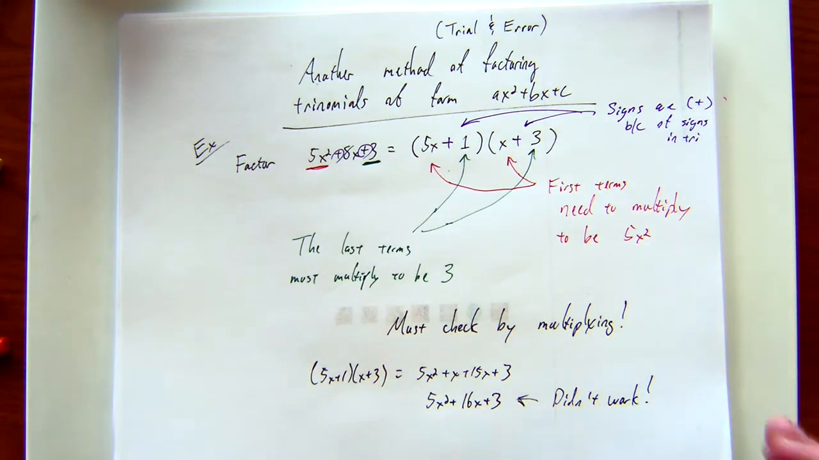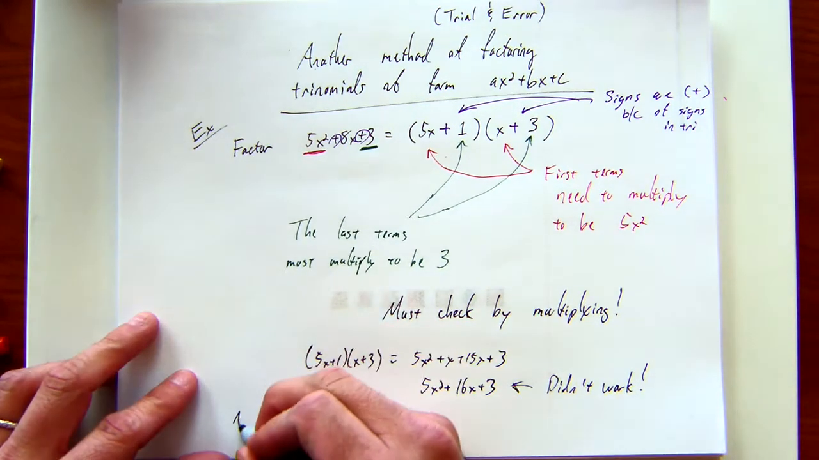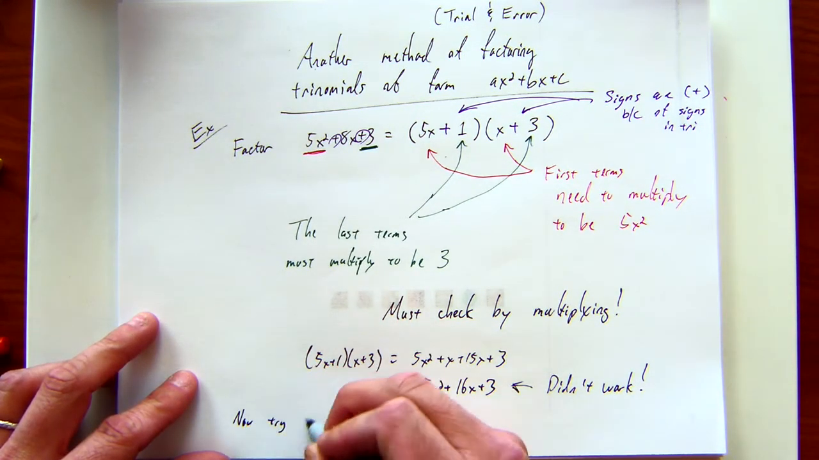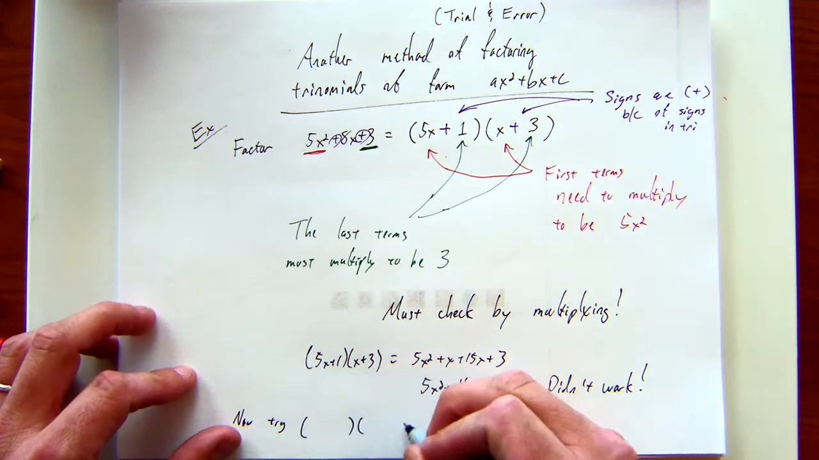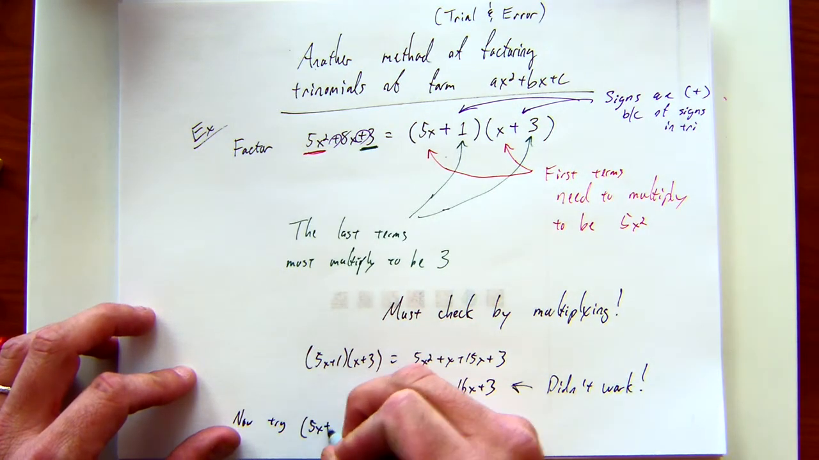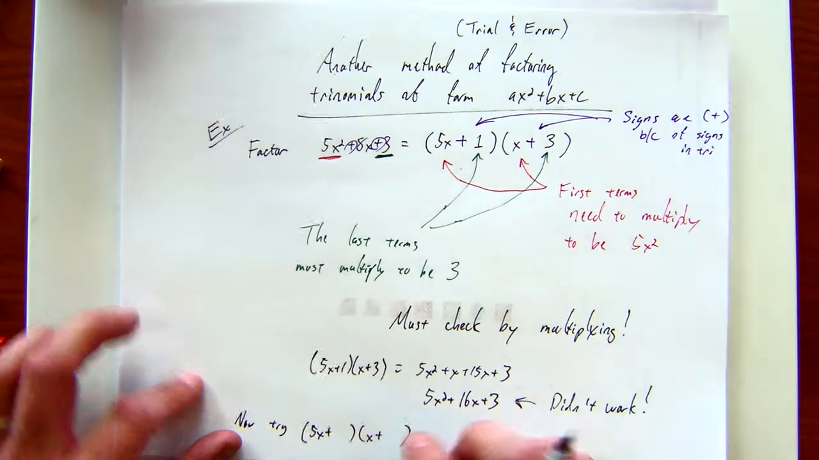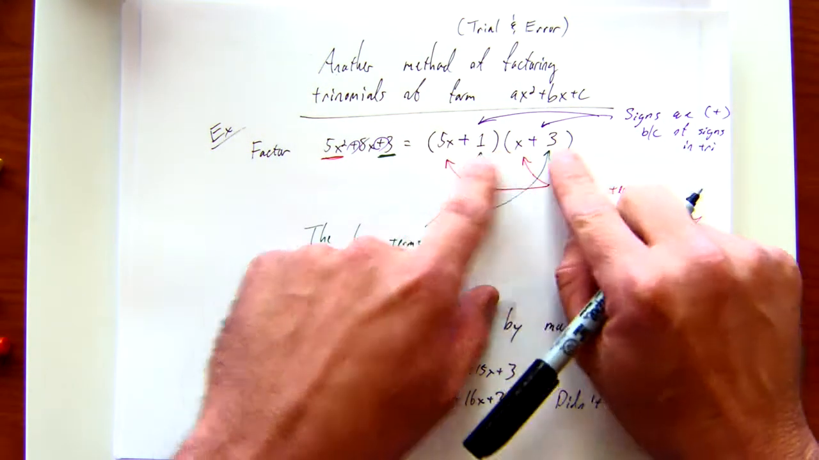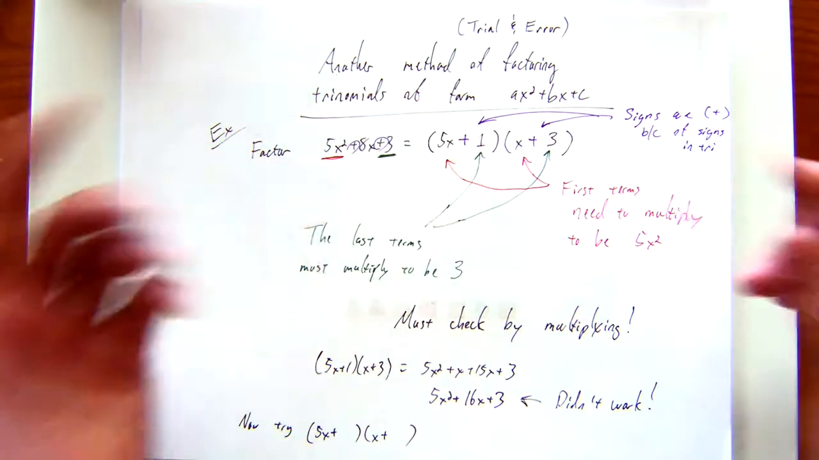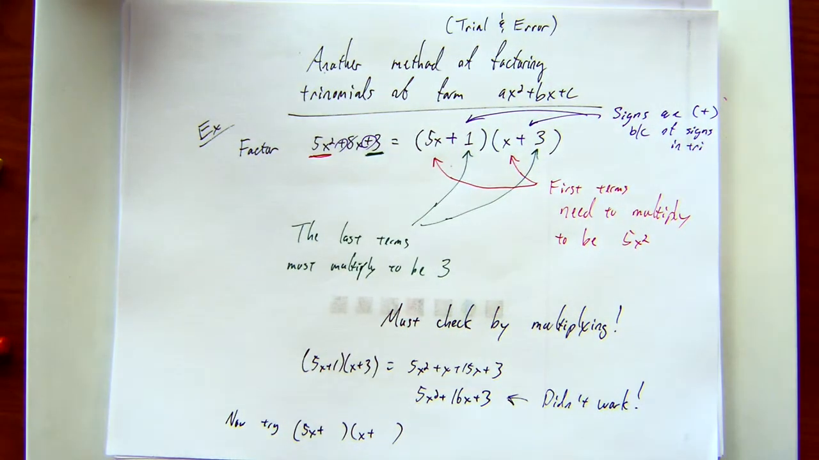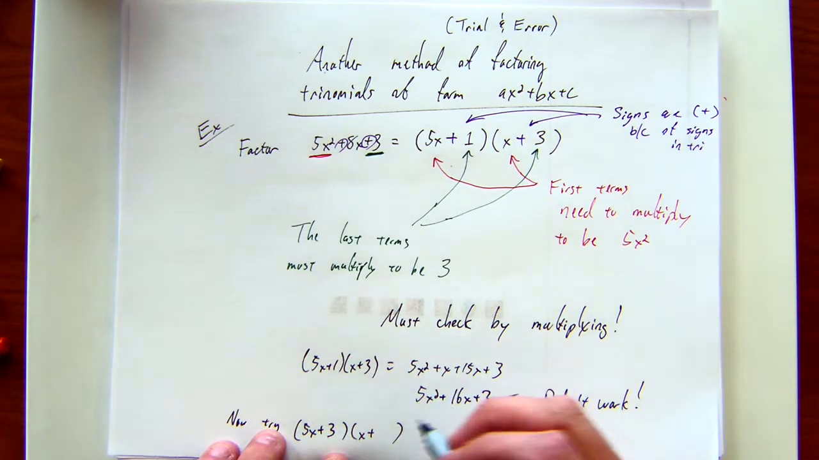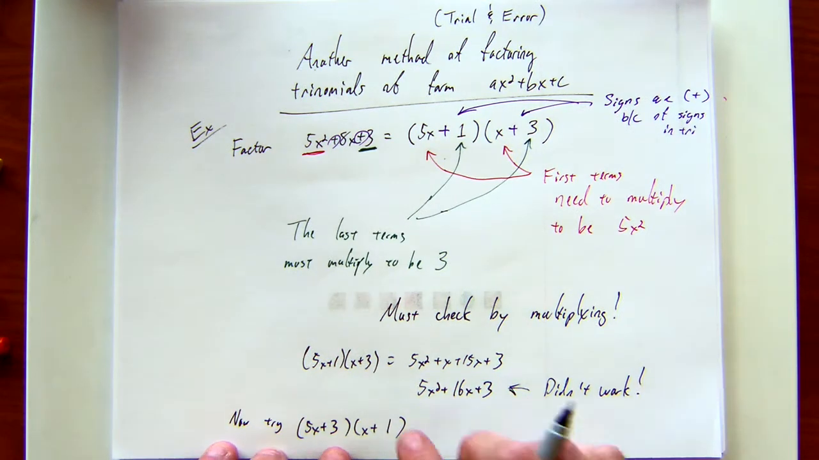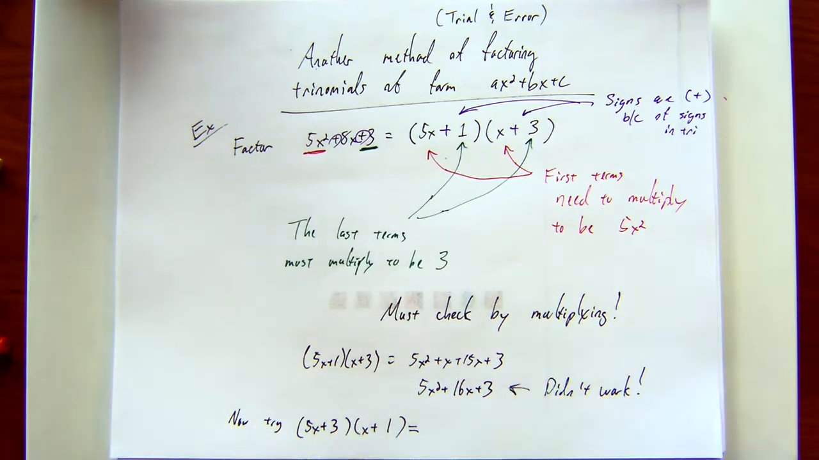So then what's the other thing that I want to try? So I'm going to keep everything the same. I've got a 5x plus something and then an x plus something. But notice that I put my 1 here with the 5x and my 3 with the x. This didn't work, so what do you think I want to try next? What's my other option? Yeah, switch them out. I'll put the 3 here and the 1 here. Everyone multiply this and see if this will give you the right answer.